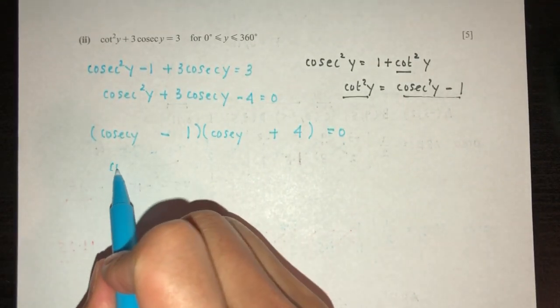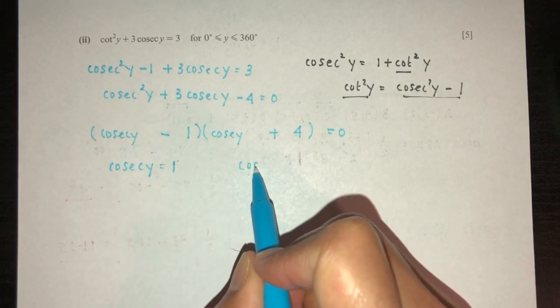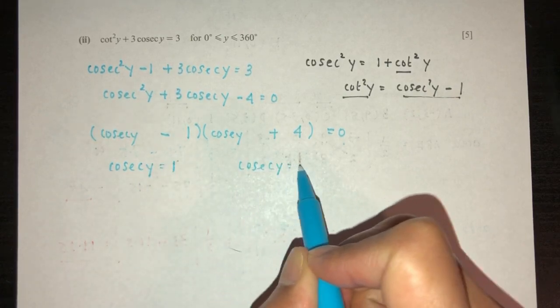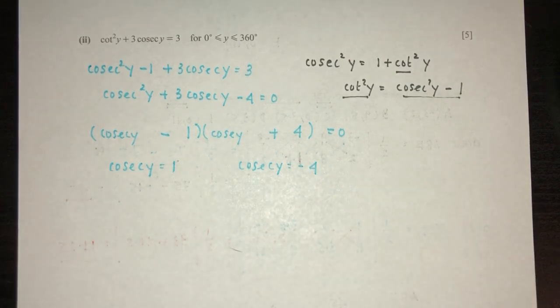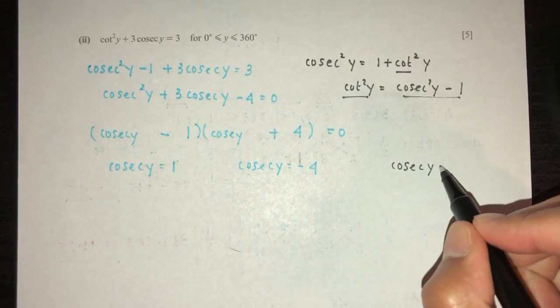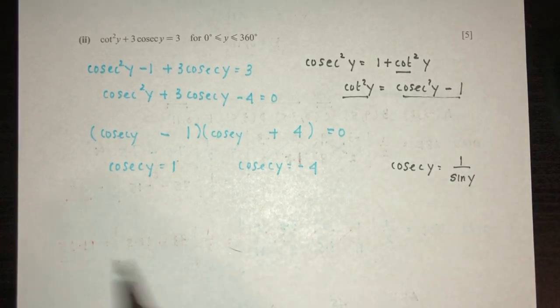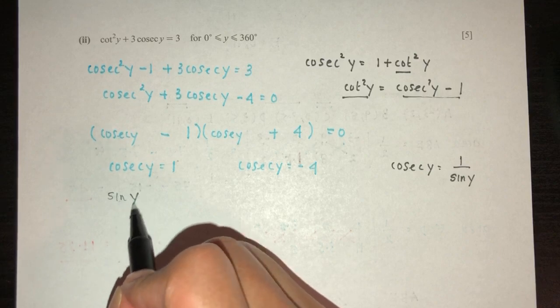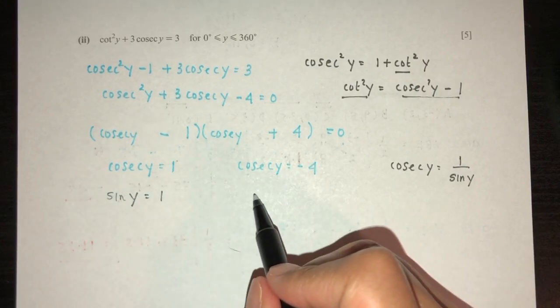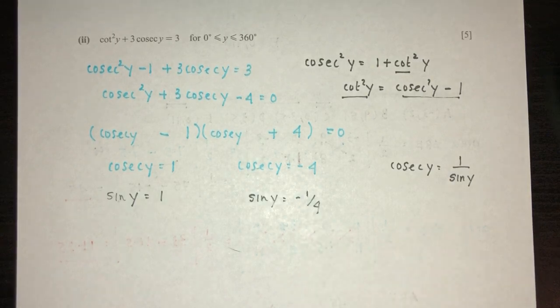So your answer is cosec y is equal to 1, or cosec y is equal to minus 4. Now you have to know that cosec is actually what? Cosec y is 1 over sine y. So basically sine y is equal to 1, or sine y is equal to minus 1 over 4. So now you have to find the answers one by one.